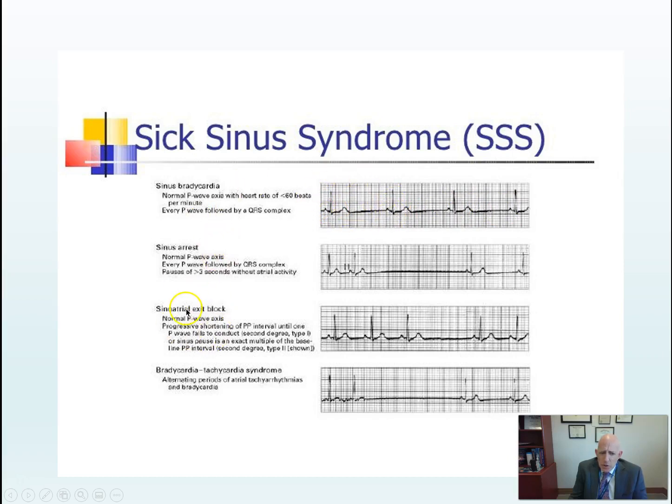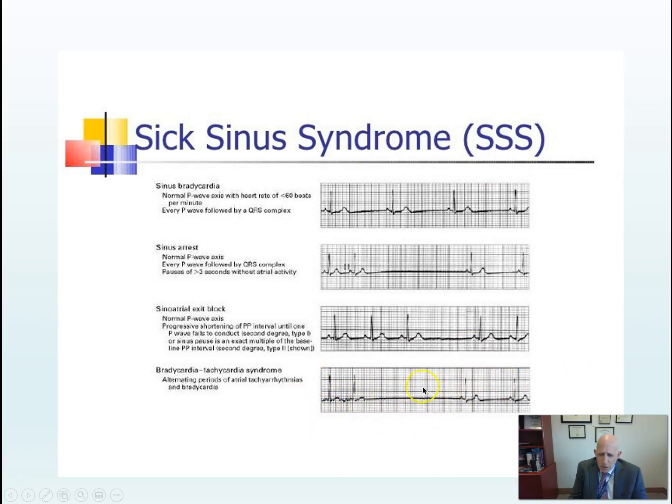I'm going to skip these two others and go to here where we have episodes of sinus brady followed by sinus tachycardia. So we call tachy-brady syndrome one of the categories of sick sinus syndrome. It really means that your sinus node is either very irritated or trying to stop working. So it has periods of speeding up fast for no reason and periods of bradycardia that alternate. This would be a tachy-brady syndrome, one of the types of sick sinus syndrome.